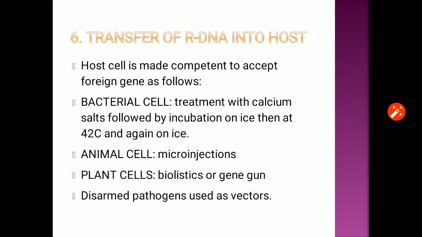As a result of that, the vector will pass through the cell wall. Then we will incubate, or we will subject the cell to a temperature variant treatment. That means we will keep the cell at 0 degrees Celsius, then at 42 degrees Celsius, and again at 0 degrees Celsius. Then we give that much variation of temperature to a cell.